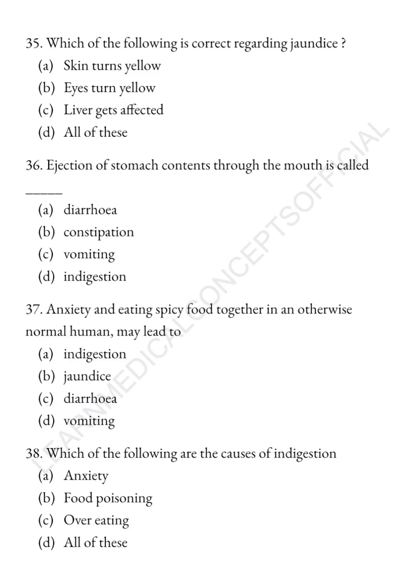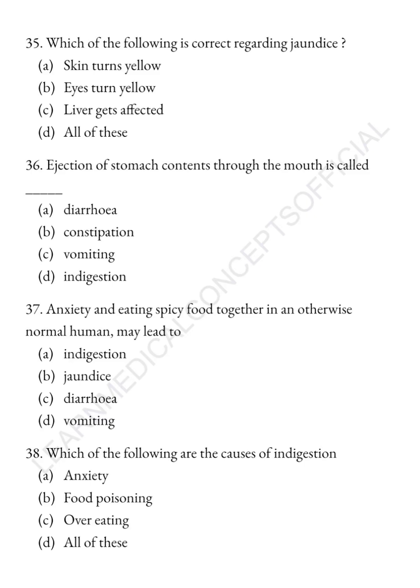Coming to the 37th question, anxiety and eating spicy food together in an otherwise normal human may lead to option A, indigestion, option B, jaundice, option C, diarrhea, option D, vomiting. And your time starts now. And the correct option is option A, indigestion.